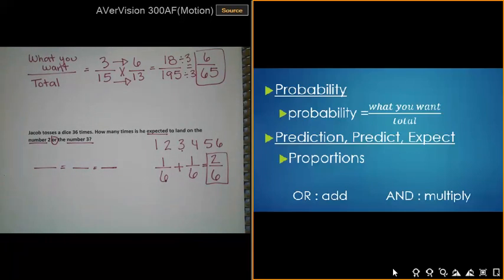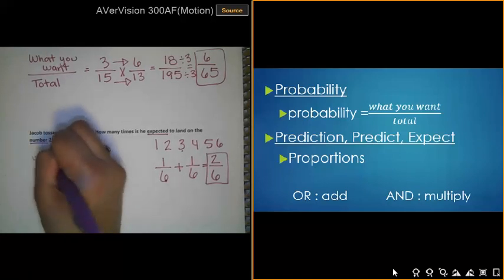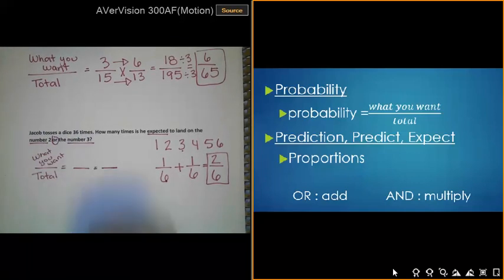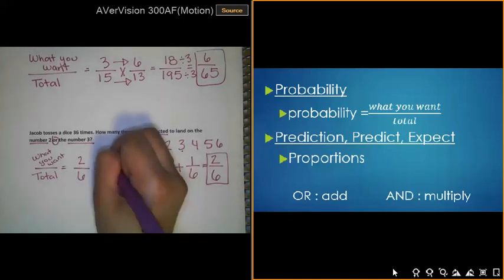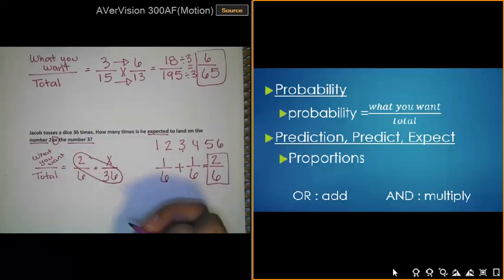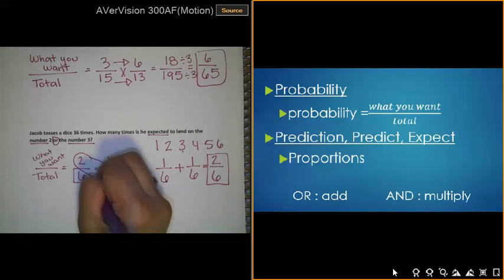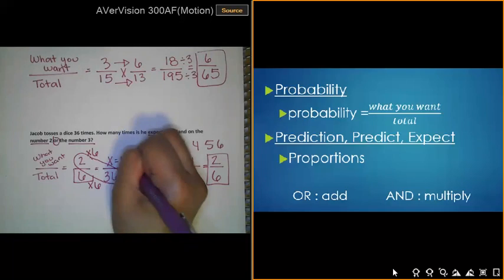I now need to figure out, what if I did it 36 times? What would happen? So I'm going to put what I want on top, what you want, over the total. What I want is 2 out of 6, and 36 times is now going to go on the bottom, x. You can cross multiply, meaning you do 2 times 36 and you divide by the 6, or you can say 6 times 6 is 36, so 2 times 6 is 12.